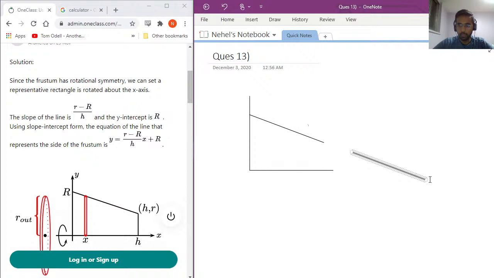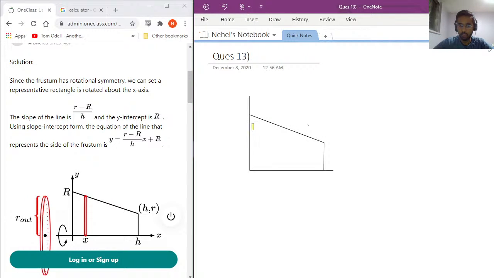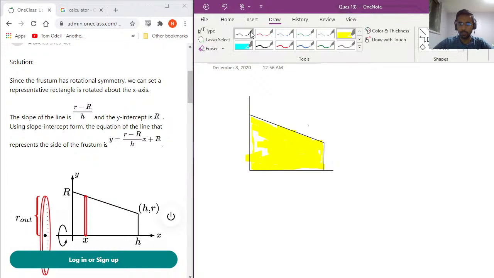Alright, so this would be a frustum, and we need to find the volume of this shaded region. The way we would do that through the disk method is first we would identify a small portion on this and use that to integrate over a given range. So let me just quickly identify what I mean by that.